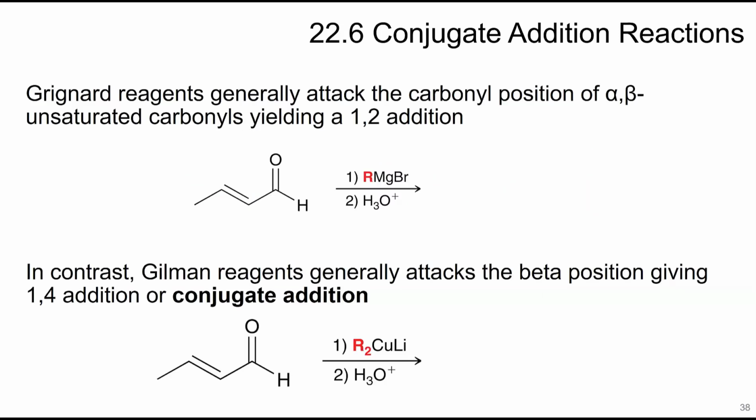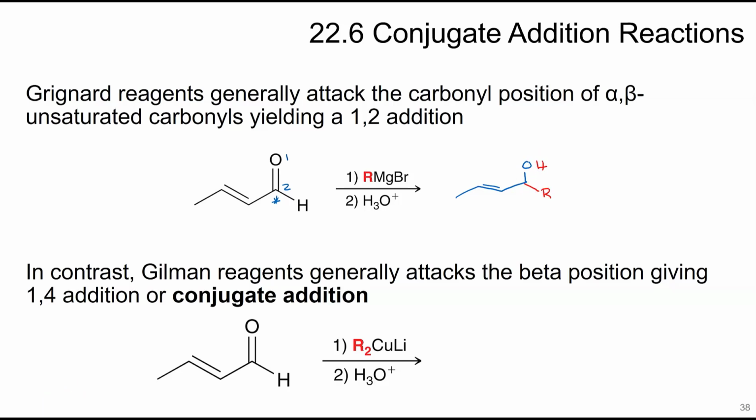So if you are doing a Grignard attack on an alpha-beta unsaturated carbonyl, the carbon bond will be formed at the 1,2 position. So this is 1, 2. The Grignard is going to attack here. That double bond stays where it is. This O becomes an alcohol. So we have addition of R, and then we get protonated.